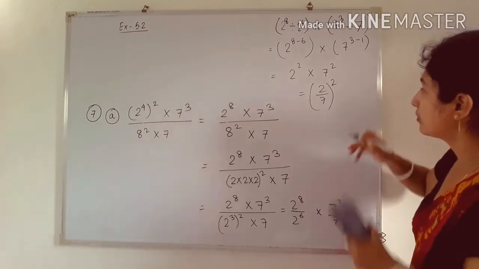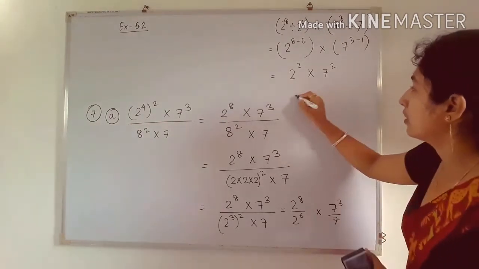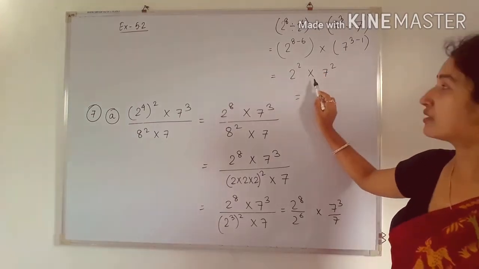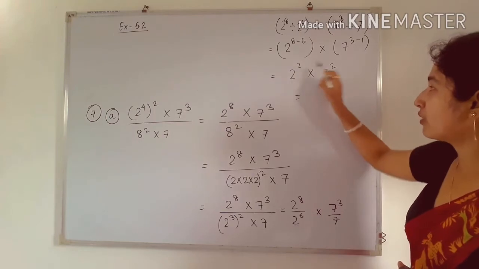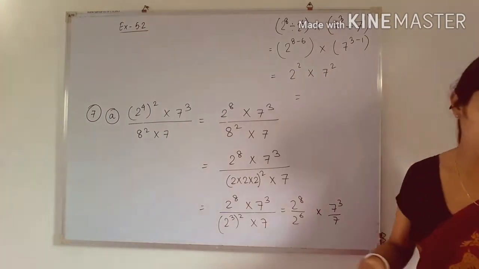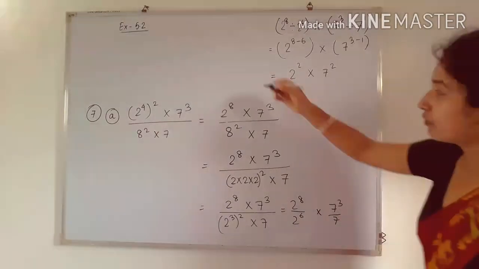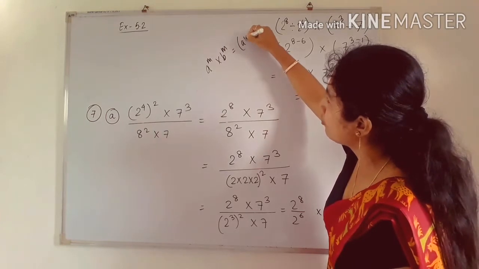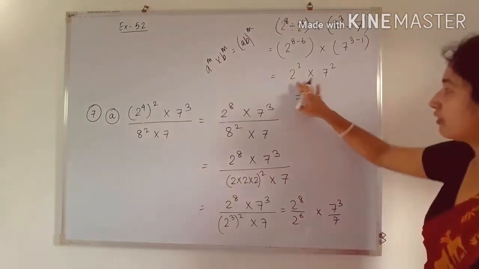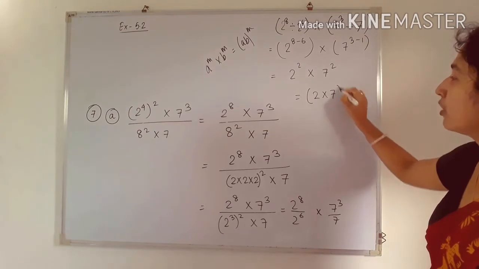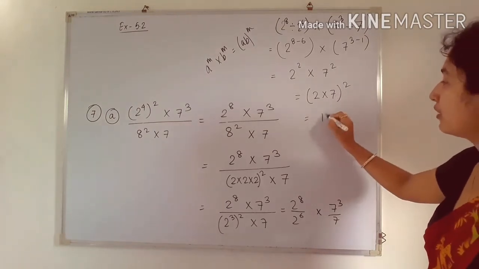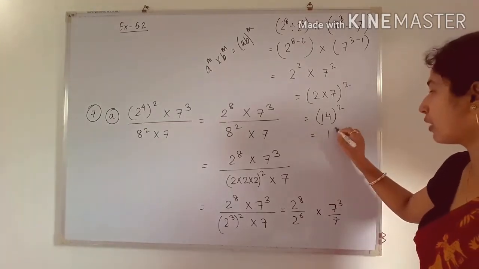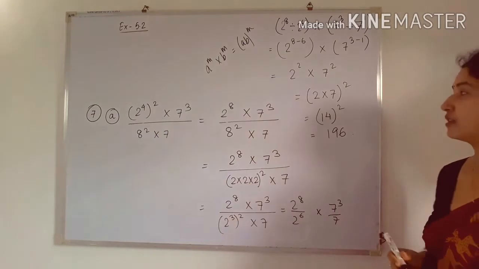Why am I writing it like this, 2 squared into 7 squared? See here, the multiplication symbol is there, the base is different, and the power is the same. So you can apply one law here. And what was the law? The law was a to the power m into b to the power m, you can write as ab whole to the power m. So here we can write 2 into 7 whole to the power 2, and it will be 14 squared, and when you solve 14 squared, you will get 196. Okay, this is the answer.